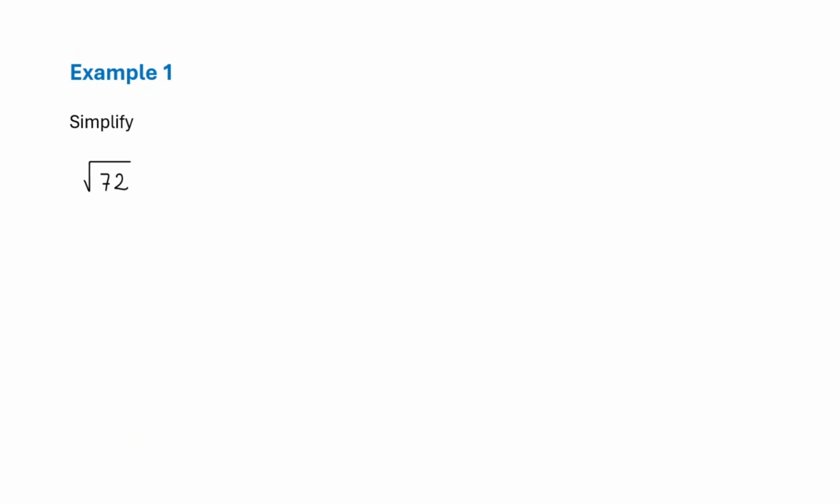Simplify the square root of 72. The first step is to use prime factor decomposition. We'll write 72, draw a vertical line, and start dividing by prime numbers. Whenever the number is even, you can always start with 2. Since 72 is even, we'll divide by 2. 72 divided by 2 is 36.